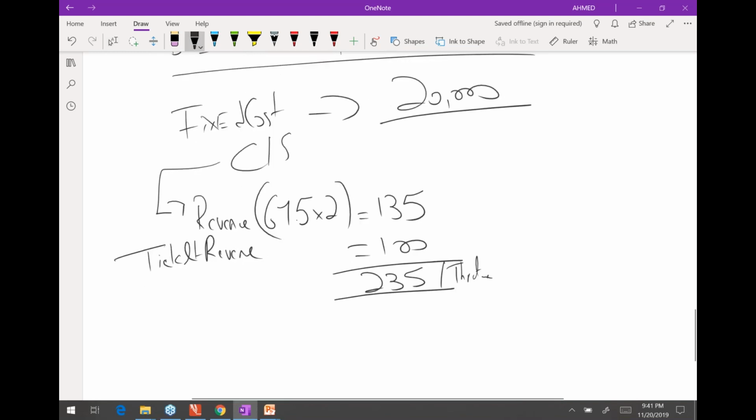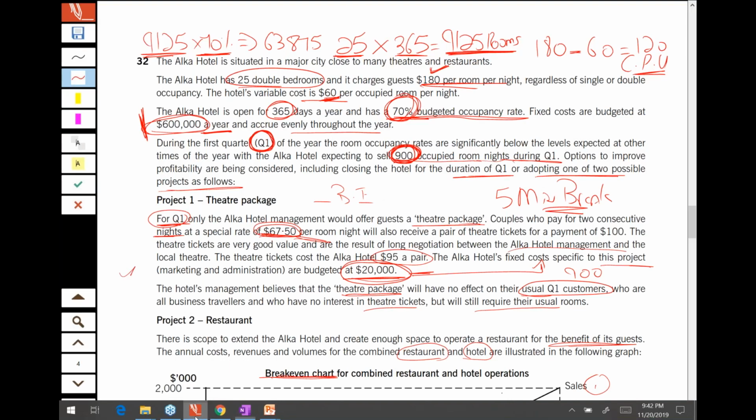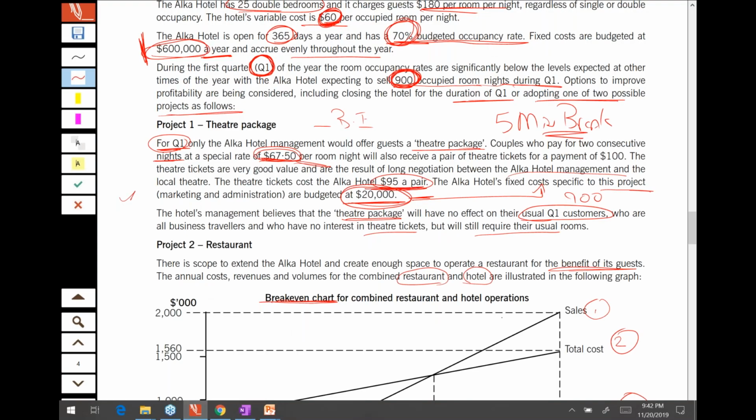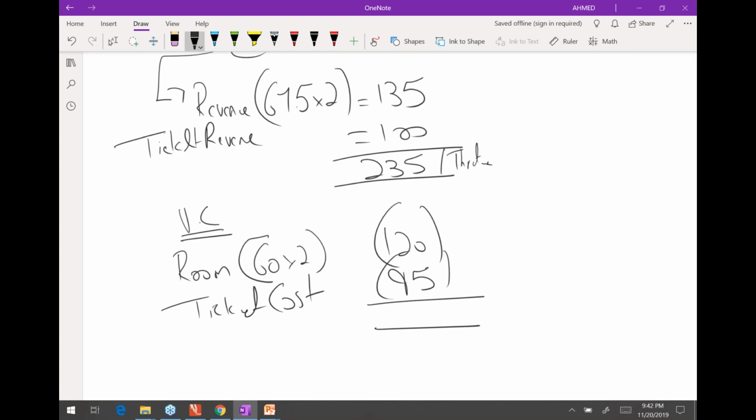Now the cost, variable cost. What is the room cost? The question says room cost is 60. You can see 60 here, multiplied by 2 is 120, and the ticket cost is how much? Ticket cost is 95 a pair. So the room cost is variable, ticket cost is variable, and what is the contribution per unit for theater? It's 20. Contribution per unit is 20. I hope this is clear to all of you. 20 per unit for theater.